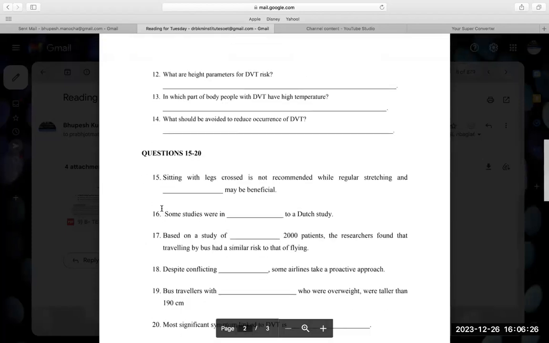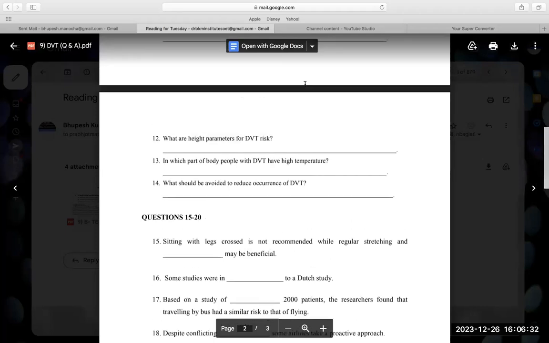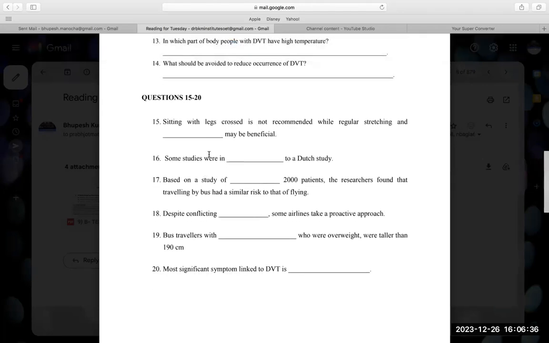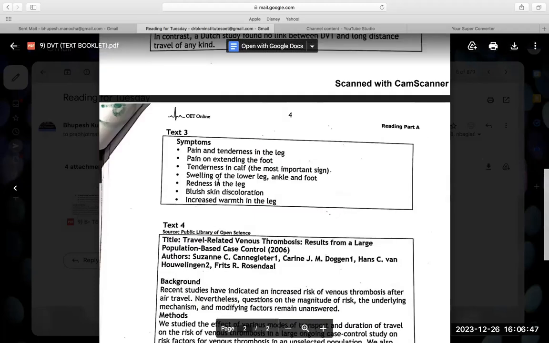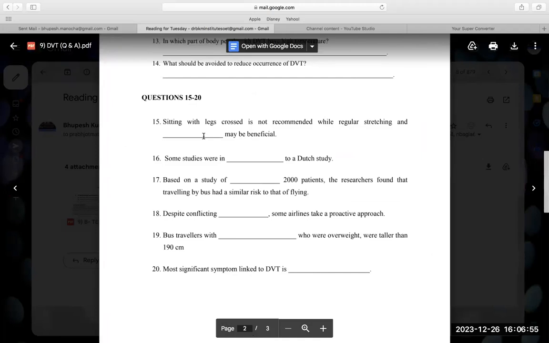So now you have asked me 15 to 20. I'm not saying in the exam I will do these questions first, of course, in the row 8, 9, 10th, 11th. But why did I do the first 7 questions? To understand that sitting with the legs crossed is not recommended, while regular stretching and dash may be beneficial. So I have to find this word. So the regular stretching word should be given in the precautions over here. Regular stretching and exercises. So exercises word should be my answer. Am I right? Yes, sir.